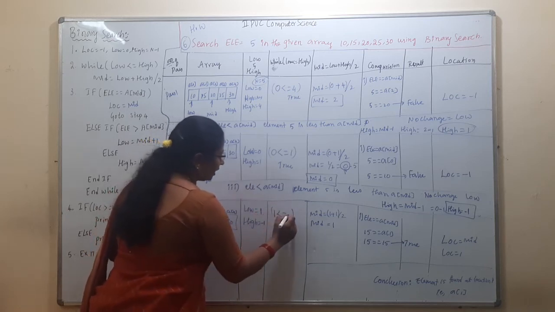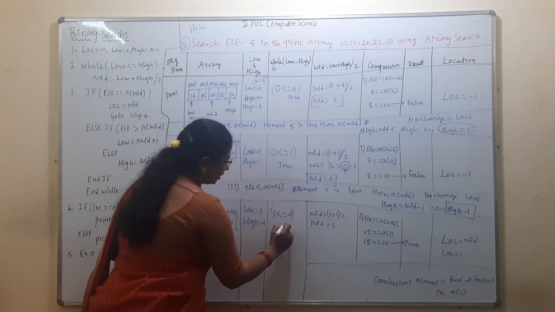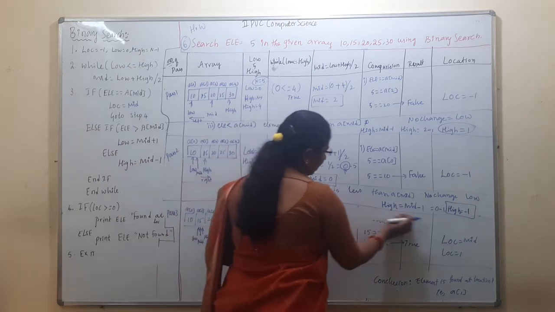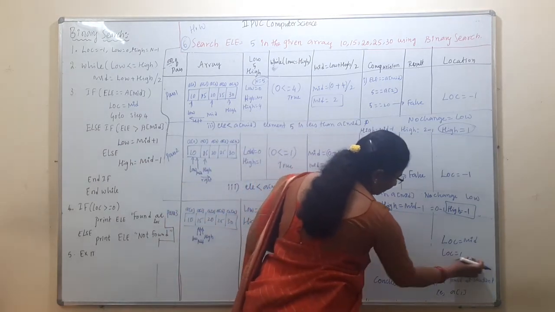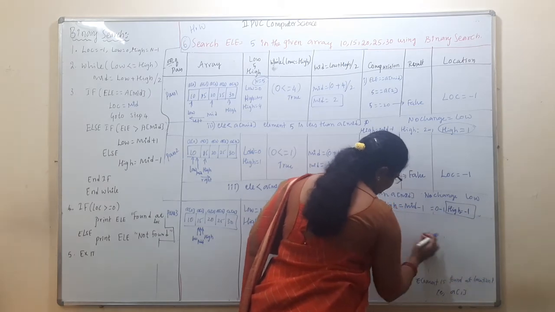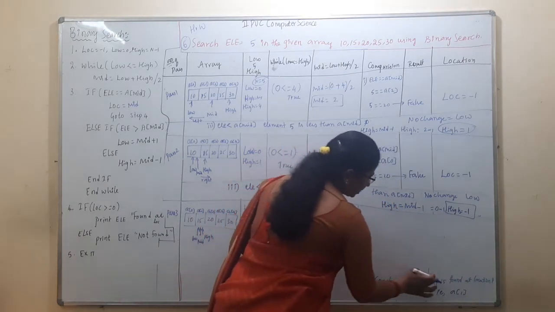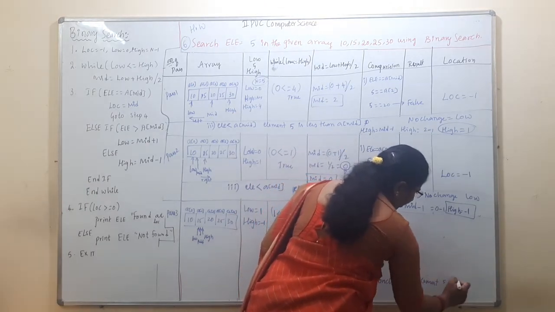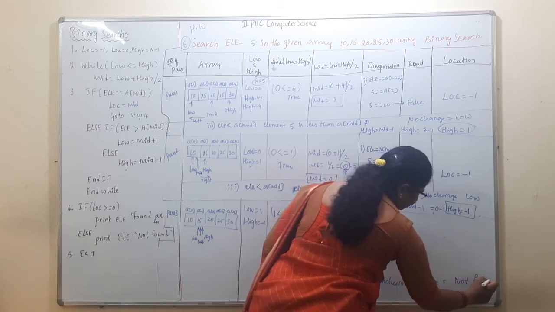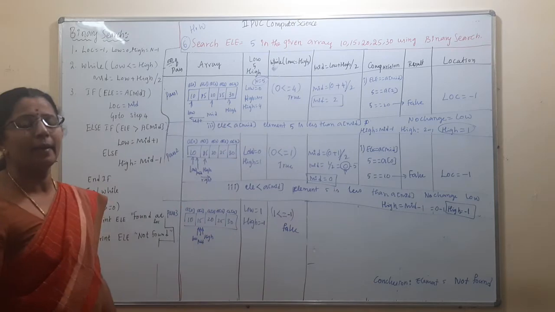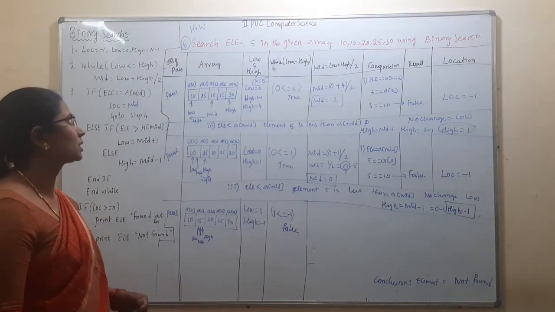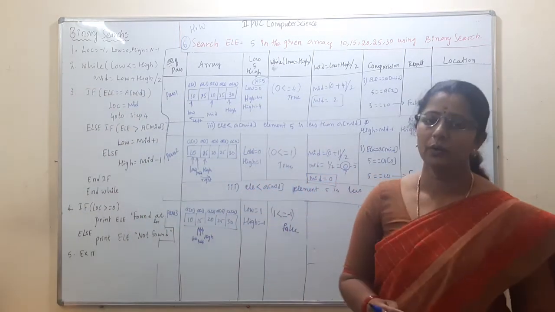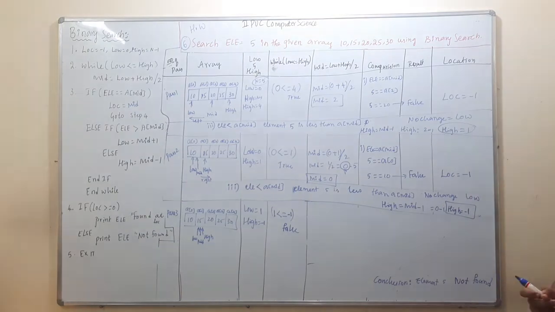Is 1 less than or equal to minus 1? The condition is false. When the condition is false, there is no need to check the mid value. Then finally, you can give the conclusion. Location remains minus 1. Element 5 not found. Did you get it? Understood, students? So this is your binary search problems. Totally 6 problems I solved, and 1 I have given as homework, so just solve it.